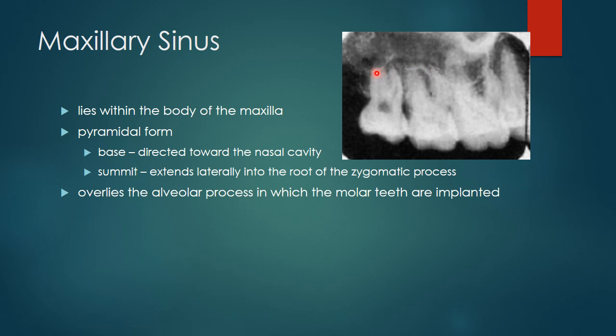Here you can see in this radiograph the radio-opaque line corresponding to the floor of the maxillary sinus. This is the maxillary sinus. So you can see the relationship of the floor of the maxillary sinus with the roots of the maxillary molars. Occasionally, the maxillary sinus will extend forward far enough to overlie the premolars also.